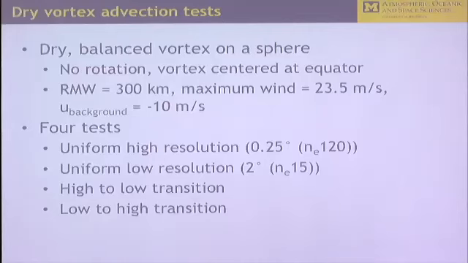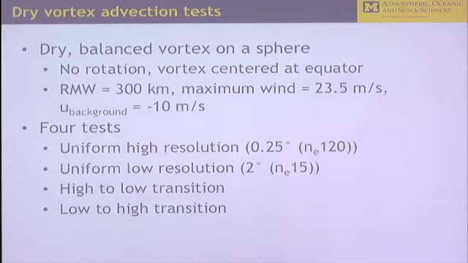So the first test I want to show are very simple dry vortex advection tests. So we're going to actually set up a dry vortex on a sphere. So this is in the spherical system. We're actually going to have our sphere not rotate. We're going to center the vortex at the equator. We don't have to then worry about any sort of Coriolis effects.